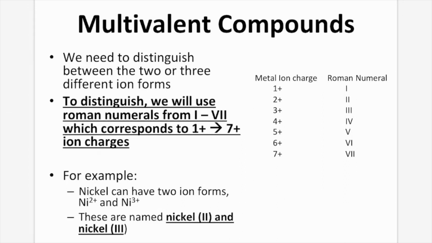To distinguish, we use the Roman numerals from 1 to 7, which corresponds to +1 to +7. It's always plus. That's the key. These are metals. Metals are going to lose electrons, so it's always going to be plus. For example, nickel can have 2 ion forms, Ni2+ and Ni3+, and these are named nickel 2 and nickel 3 accordingly.